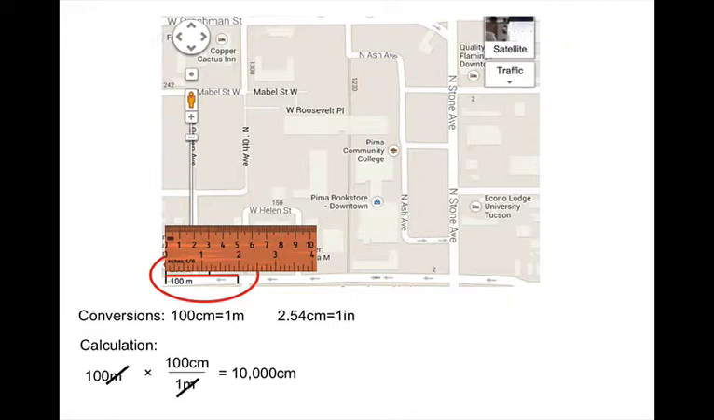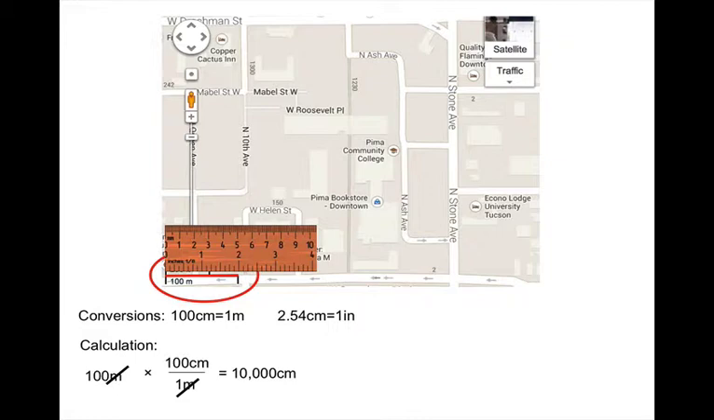I started with 100 meters and turned it into 10,000 centimeters, but all I did is multiply by 1. So I haven't changed the quantity at all, only made you look at it in a different way, with a different unit. The absolute distance is still the same. This is how you do unit conversions. Conveniently, you can just stack them up too.